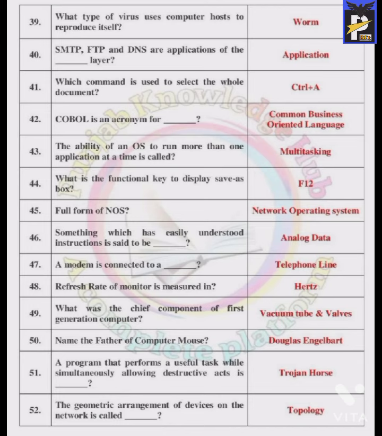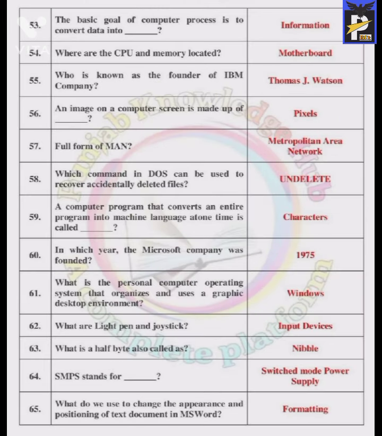Refresh rate of monitor is measured in? Hertz. What was the chief component of first generation computer? Vacuum tube and valves. Name the father of computer mouse? Douglas Engelbart. A program that performs a useful task, while simultaneously allowing destructive acts is? Trojan horse. The geometric arrangement of devices on the network is called? Topology. The basic goal of computer process is to convert data into? Information.